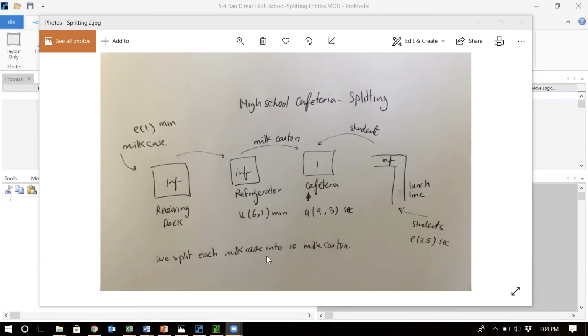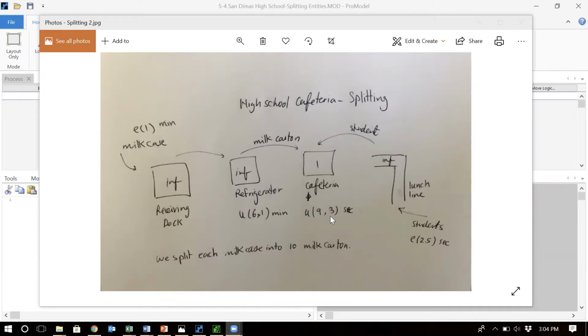Okay, so in this model, for the receiving dock, refrigerator and the lunch line, we have capacity of infinity. For the cafeteria, we have capacity of 1. The splitting operation, where we open each milk case into 10 milk cartons, takes about 6 minutes, uniformly distributed with half width of 1. The process of each student picking a milk carton and leaving the system, which happens in the cafeteria, takes about 9 seconds, uniformly distributed with half width of 3.